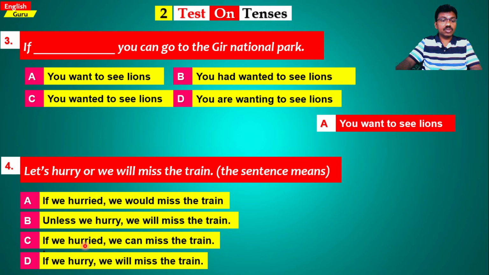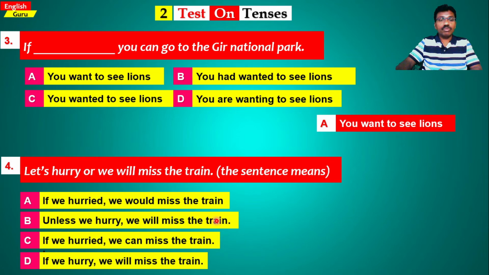Let us see the third one also. If we hurried, we can miss the train. It is also giving the same meaning like A. If we go fast, we will miss the train. That is exactly opposite to the question. So option C can be eliminated. Option D, if we hurry, we will miss the train. It is also giving the same meaning as C and A. So it is also exactly opposite to the question which is given.